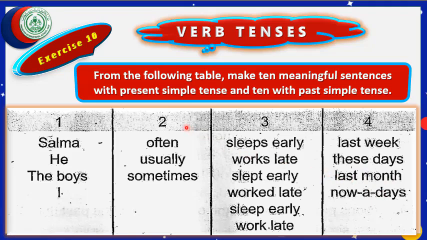While making sentences in present simple tense, we cannot write last week. We cannot write last month. In the same way, from the third column, we shall use sleeps early, works early. But we cannot use slept early, worked late, because these are second forms, and second forms are used in past tense, not in present tense.